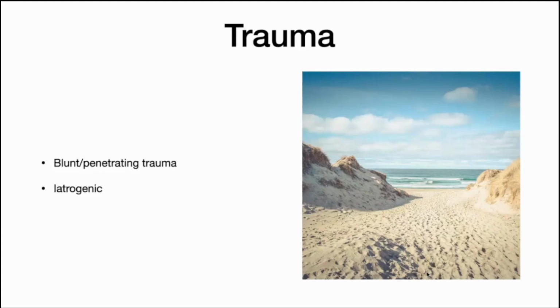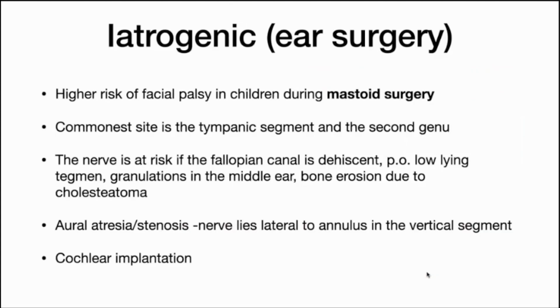Now, the newer classification is otic capsule violating and otic capsule sparing. Facial nerve palsy is more commonly seen with otic capsule violating fractures. Regarding iatrogenic trauma, we have to be very careful to avoid facial nerve injury in children. There are a lot of surgeries in which we can traumatize the facial nerve, the most common being ear surgery.